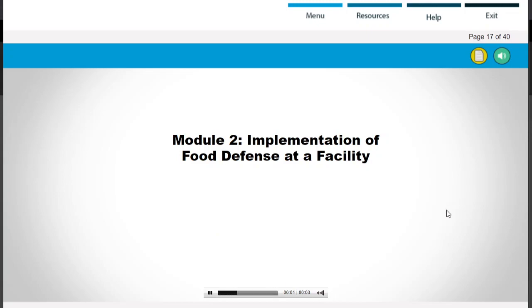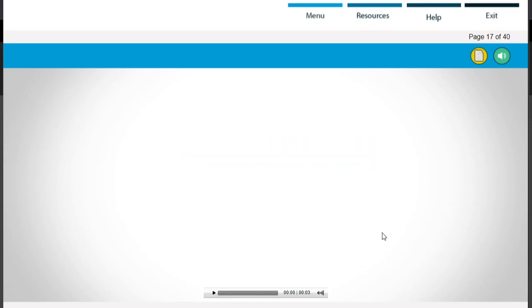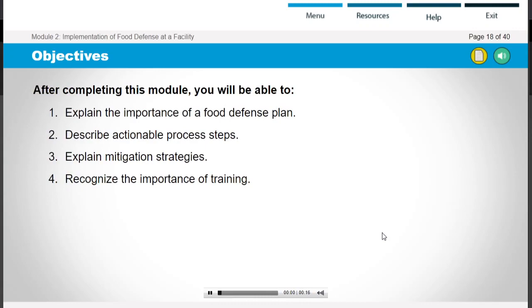Module 2. Implementation of food defense at a facility. After completing this module, you will be able to: 1. Explain the importance of a food defense plan. 2. Describe actionable process steps. 3. Explain mitigation strategies. And 4. Recognize the importance of training.